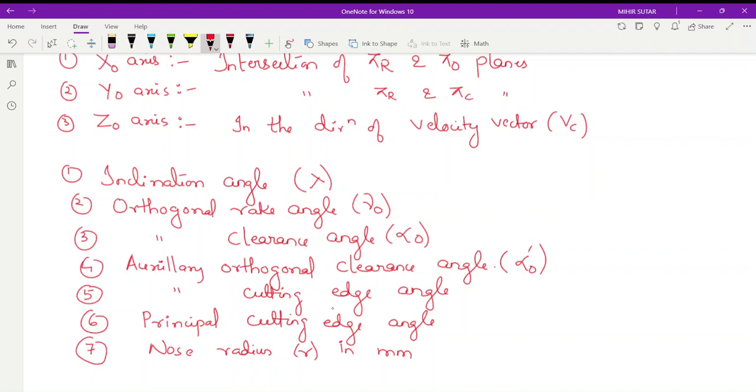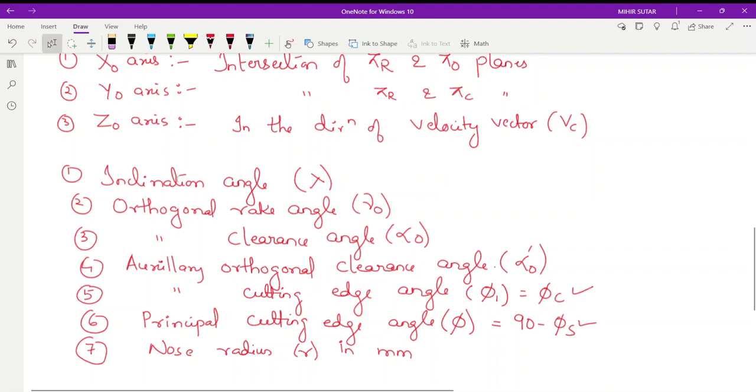And the auxiliary cutting edge angle is given by phi 1, and it is equal to phi c in the ASA system. The principal cutting edge angle is given by phi, and it is equal to 90 minus the approach angle in the ASA system. This phi c and this phi s are the angles in the ASA system. So the auxiliary cutting edge angle phi 1 is equal to phi c in both systems, and the principal cutting edge angle can be determined, if it is an ASA system, by 90 minus phi s. So these are the angles.